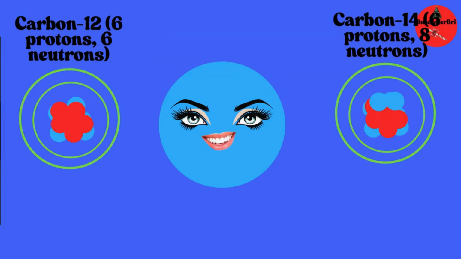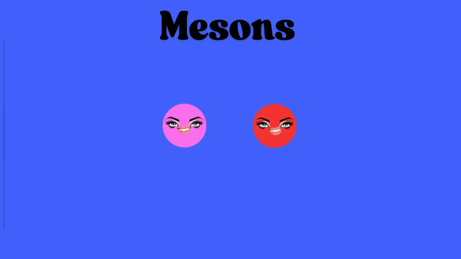While the number of protons defines an element, the number of neutrons determines the specific isotope. For example, carbon-12 has 6 protons and 6 neutrons, while carbon-14 has 6 protons and 8 neutrons. We are mesons and we act as carriers of the strong nuclear force, holding protons and neutrons together in an atomic nucleus. We are fundamental to understanding particle interactions and are used in both scientific research and practical applications.